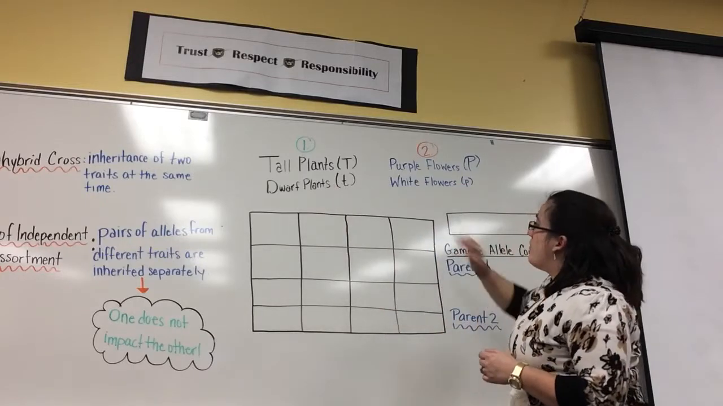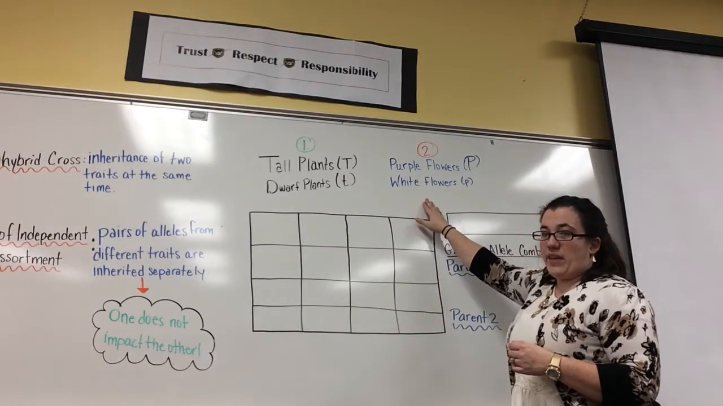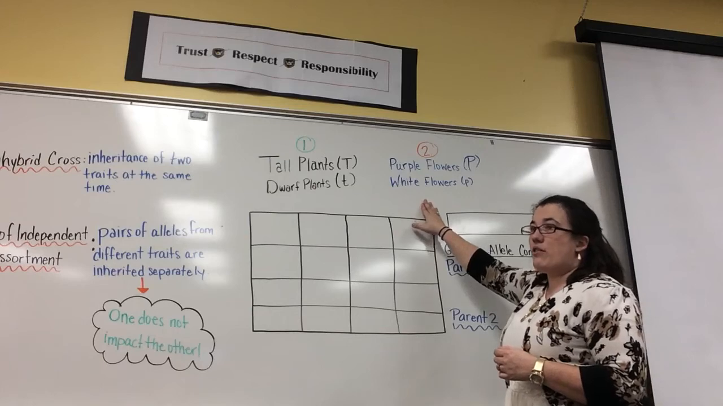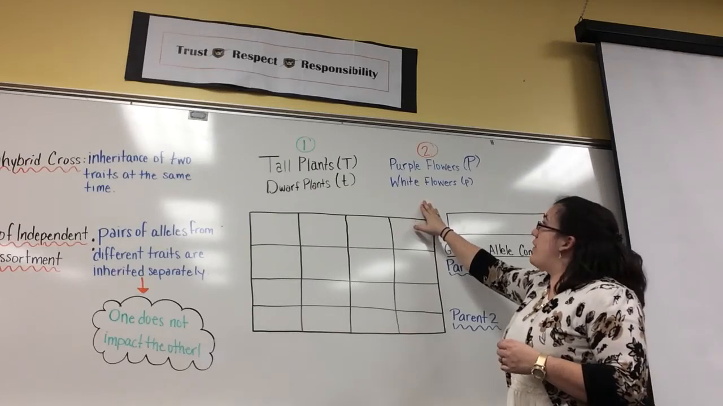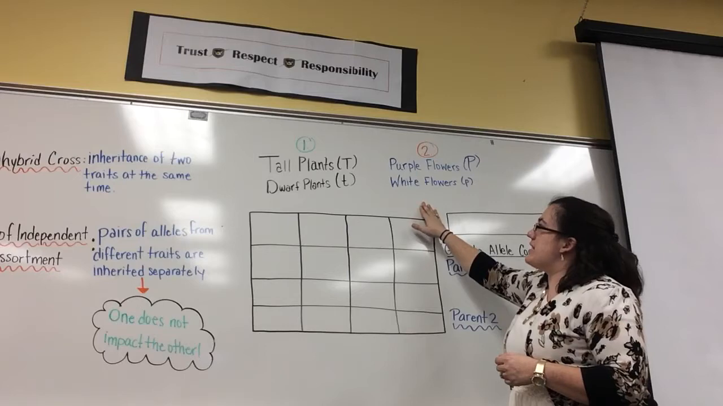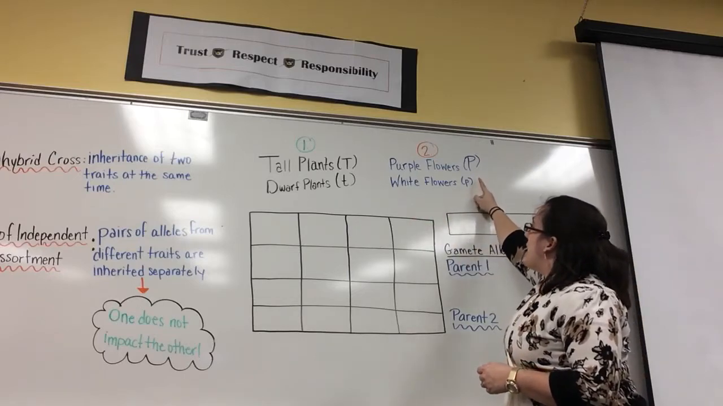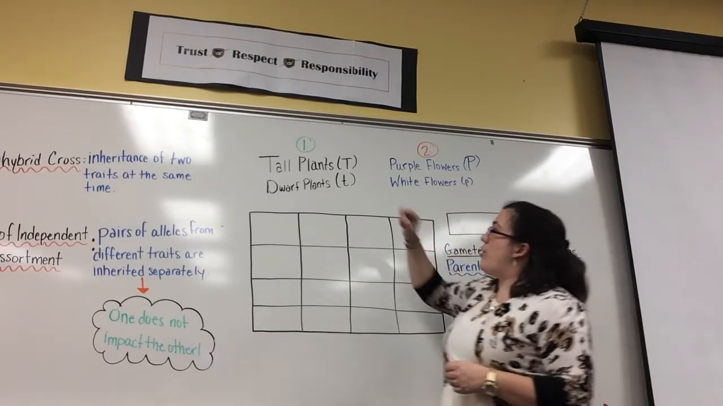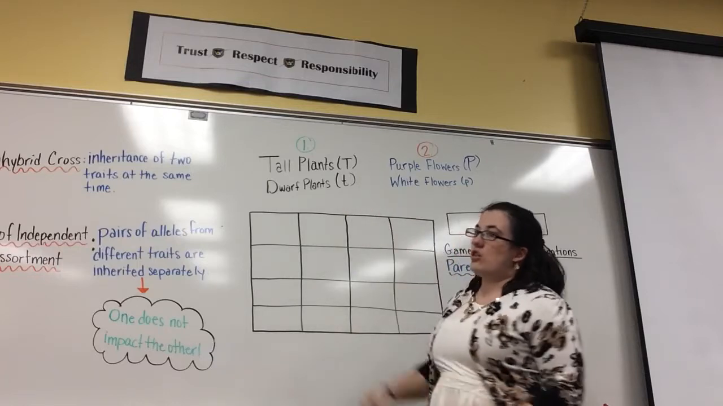Next, they have either purple flowers or they have white flowers. Purple flowers is going to be dominant to the white flowers. So we're going to signify that by a big P for dominant, a little p for recessive. Tall plants are big T, dwarf plants are little t.